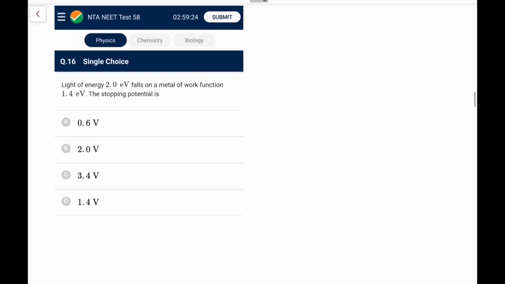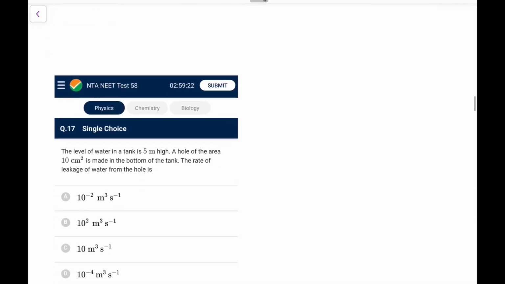Next one. Light of energy 2 eV falls on a metal of work function 1.4 eV. The stopping potential is, no need to solve it here, 0.6 volt. There's no point in discussing it.